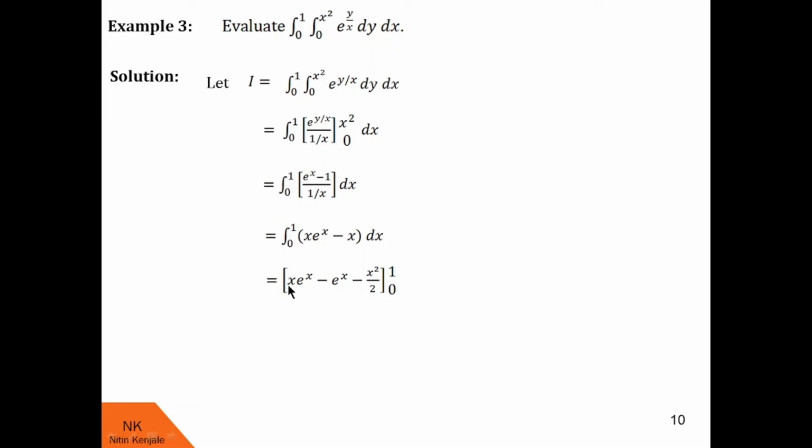We then have 1 into e raised to 1 minus e raised to 1 minus 1 by 2, minus substituting this 0 in x, we have 0 minus e raised to 0, that is 1, minus 0. So after simplifying, we have e minus e, this gets cancelled, minus half minus minus plus e raised to 0 is 1. So we have minus half plus 1, that is just half. So value of this integral is half.